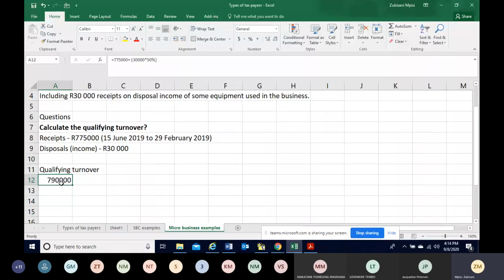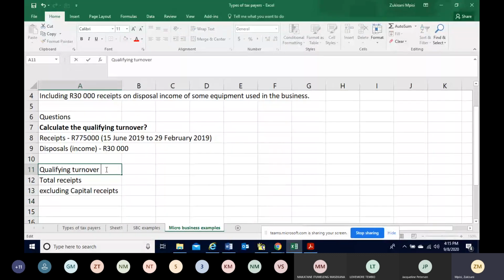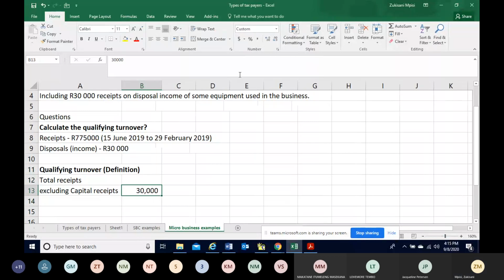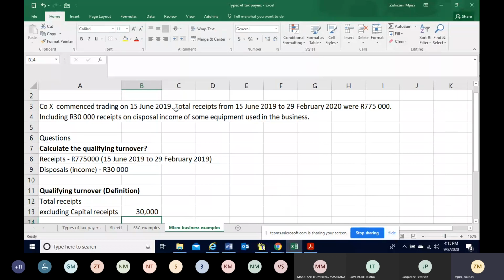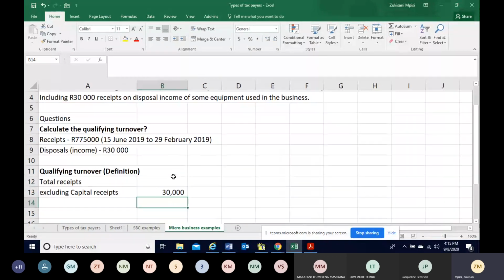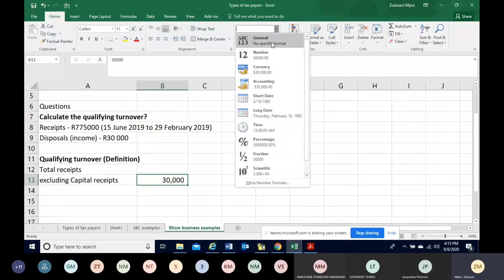All right, let us quickly go back and read the definition so that we can get this correct. The definition of a qualifying turnover says it is total receipts from carrying on the business, excluding any amount that is capital in nature, including capital receipts. So if you are applying the definition, to calculate the qualifying turnover, you have been told that capital receipts are 30,000.